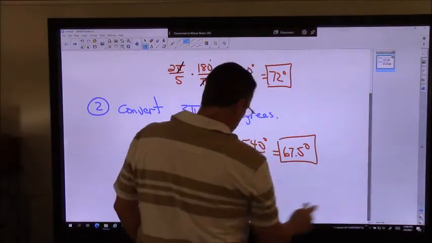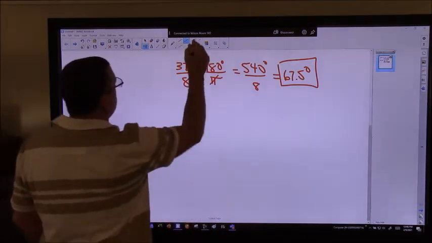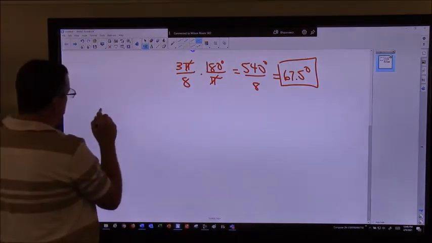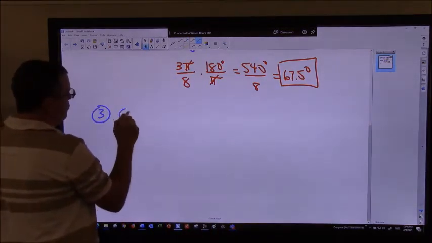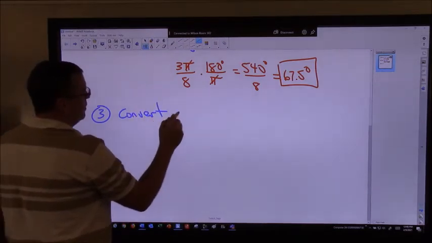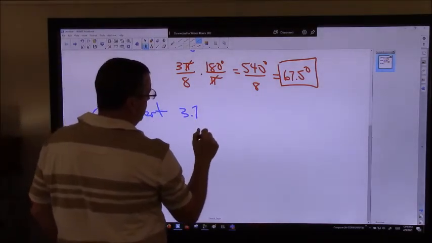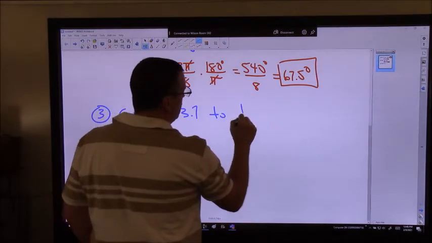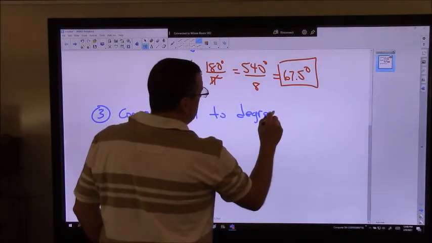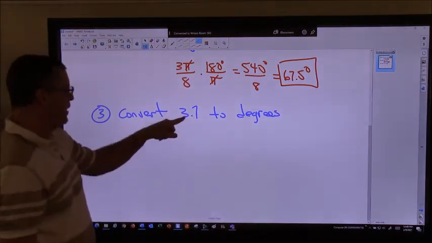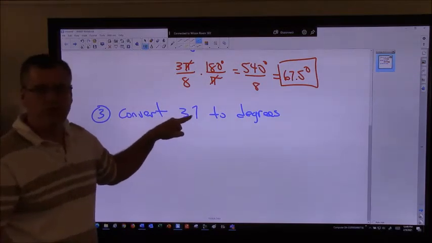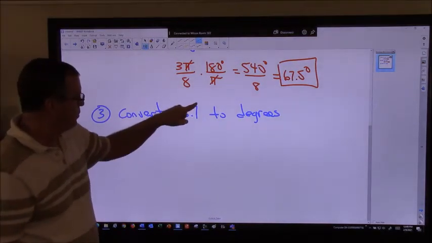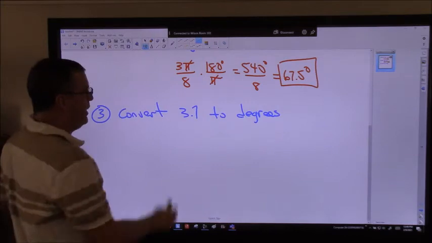So if I had a problem where it was just some decimal number, let's say they're asking us to convert 3.7 to degrees. And I know that's radians because there's nothing written there, there's no label to it, right? There's no degree sign up here.